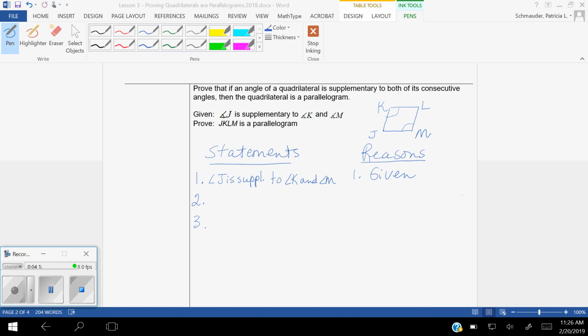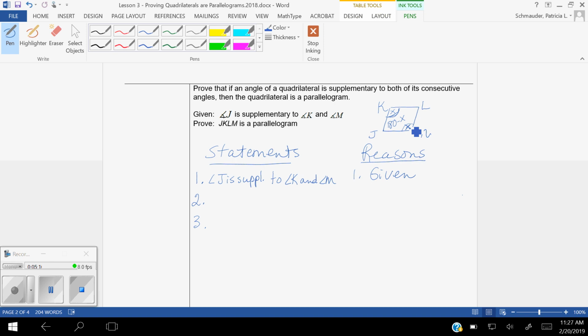Let me backtrack a minute here. I was about to start writing some equality statements based on this, but I had to stop and think, and that's not really what I want to do. Let's think about this. If J is supplementary to K, and I have angle K marked here, let's call that x. Then J would be 180 minus x. And if J is supplementary to M, and J is 180 minus x, then that would mean M is also x. We also know that's true because of the theorem we learned a long time ago that said if two angles are supplementary to the same angle, then they are congruent. So K and M are congruent because they're both supplementary to J.